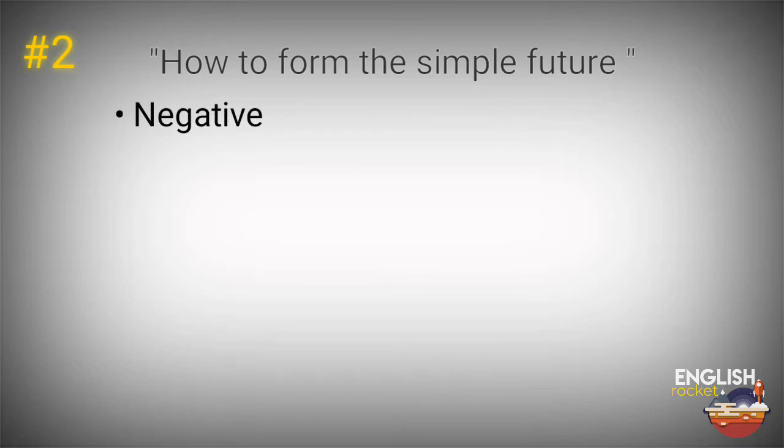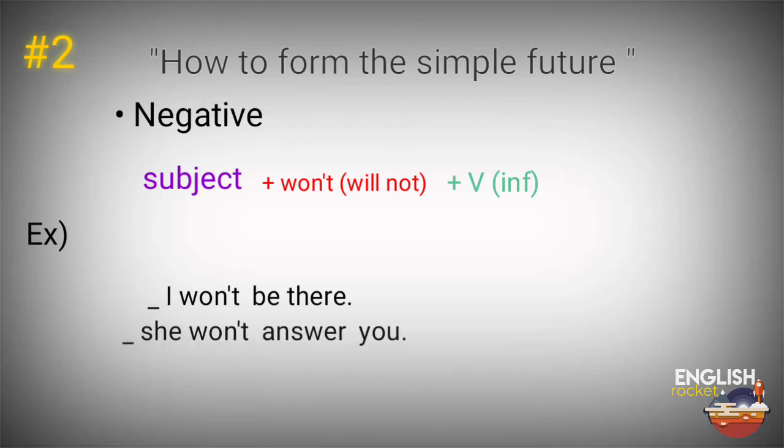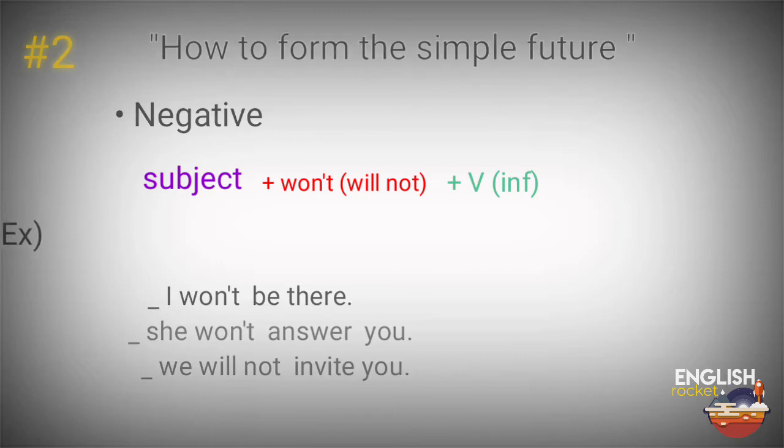In its negative form, we can form it as follows: subject, won't, or will not, and the verb in its infinitive form. Example: I won't, will not be there. She won't answer you. We will not invite you.